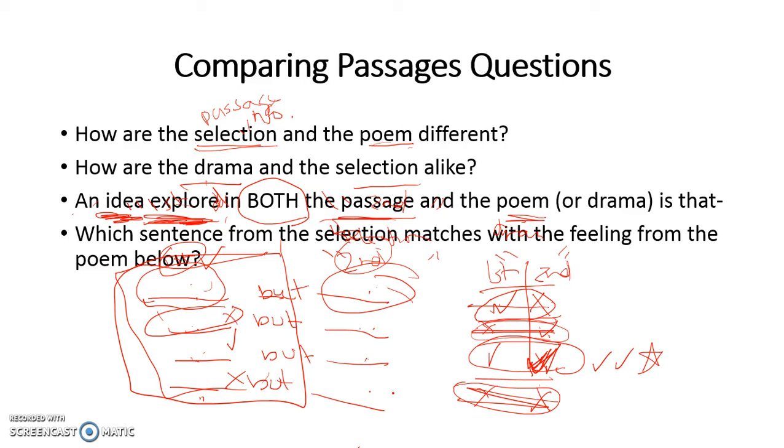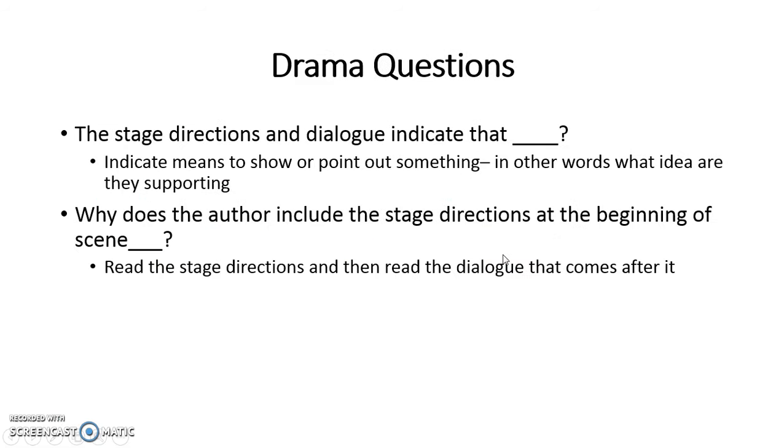Okay, sorry, it's hard to read that now. Which sentence from the selection matches the feeling from the poem below? There's another example. If you need to read the poem, whatever they put in there, they put a feeling, they say this sentence, which of the ones below matches from the other passage? So again, you've got to read what's given to you, and then you have to go back in the other passage to answer that.